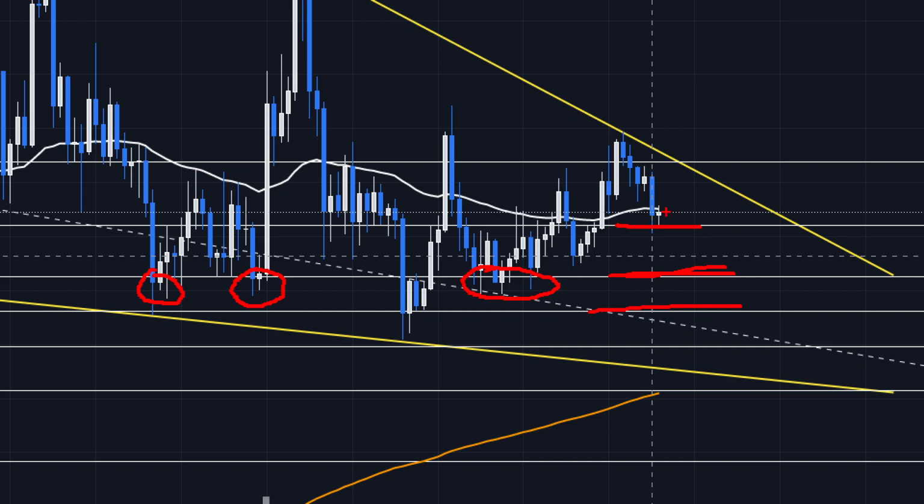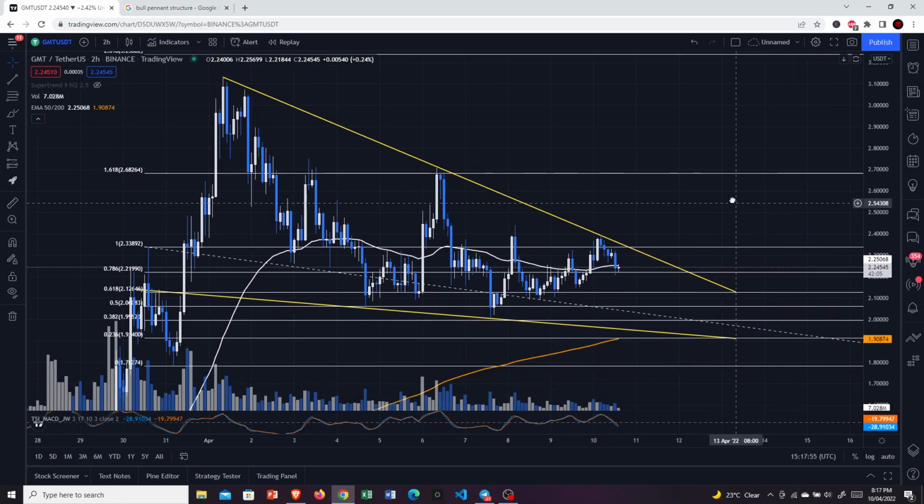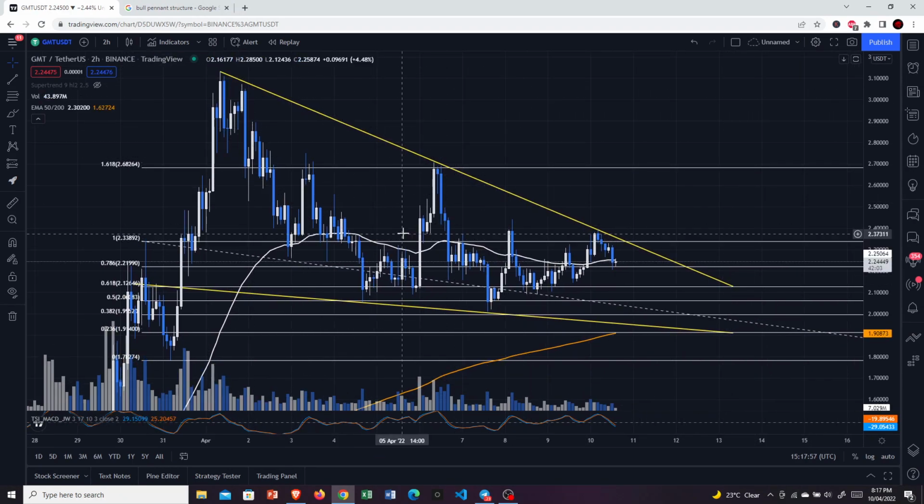So the price action could look something like this. We come down over here, we move slightly up over here, we come down again over here, and then we move for an uptrend over here. So the break above this bullish pennant is going to be very good for GMT.